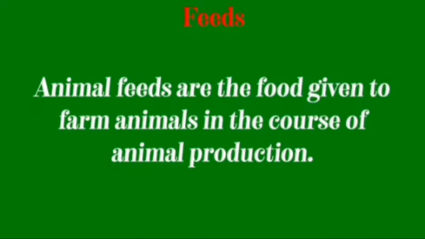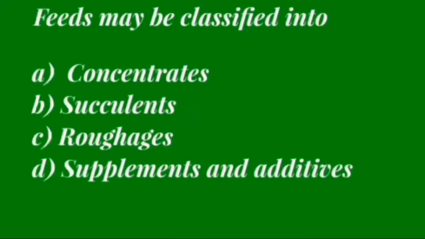Feeds. Animal feeds are the food given to farm animals in the course of animal production. These feeds are specially designed to bring out optimum productivity in farm animals. What are the types of feeds? Feeds may be classified into the following: concentrates, succulents, roughages, supplements, and additives. I will explain one after the other.